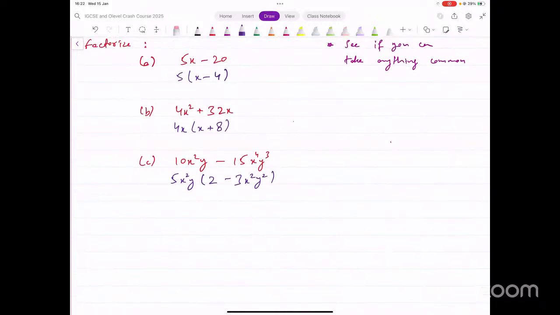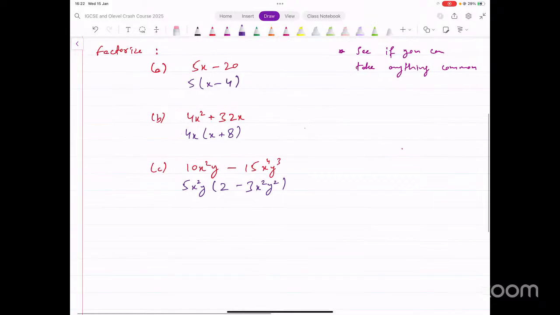That's how we can factorize things. Okay, so that's one type of factorization that you would have to do. Now, remember those identities that you've done?